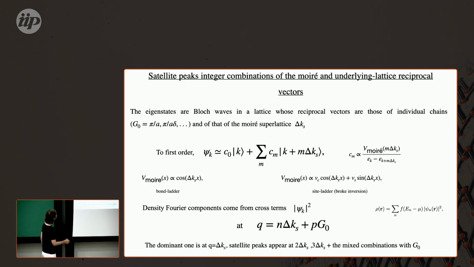So the density Fourier components of the charge density at this non-interacting level come from these cross terms here, in such a way that the wave vectors of the charge density waves of the non-interacting system are going to be the moire supercell wave vector plus the primitive vectors of the individual chains. So this will determine these satellite peaks in the charge density wave.